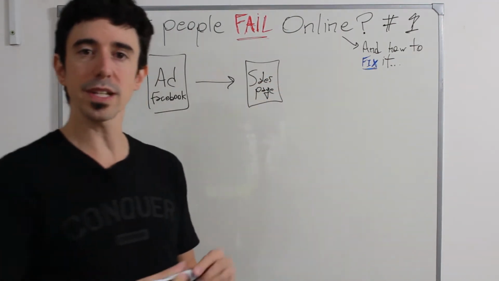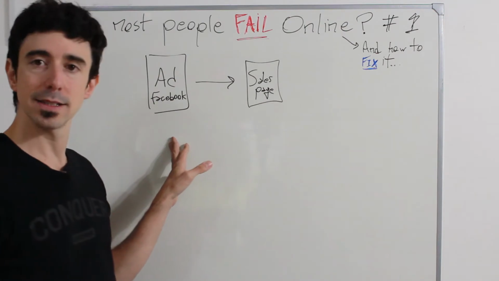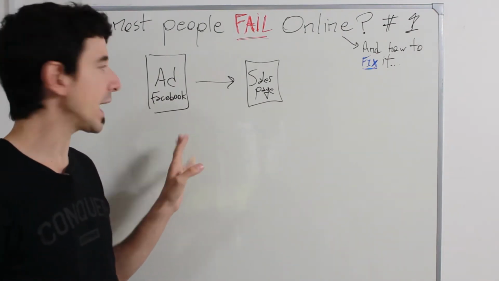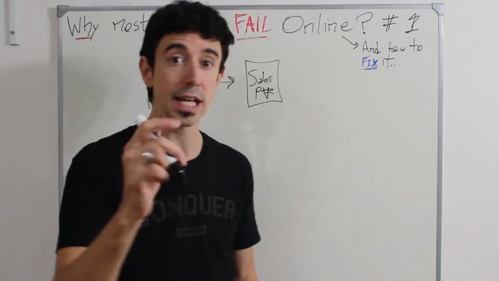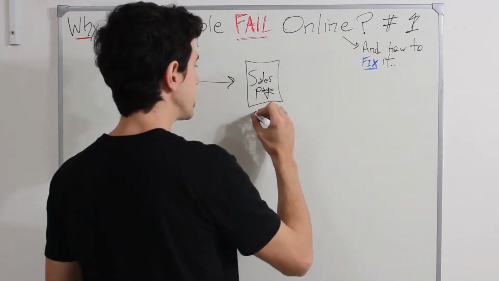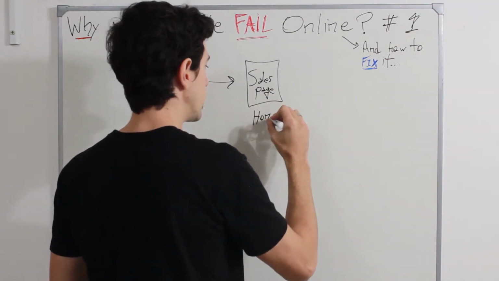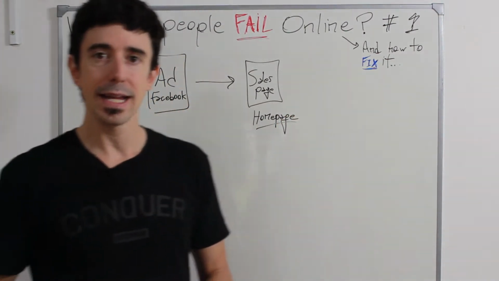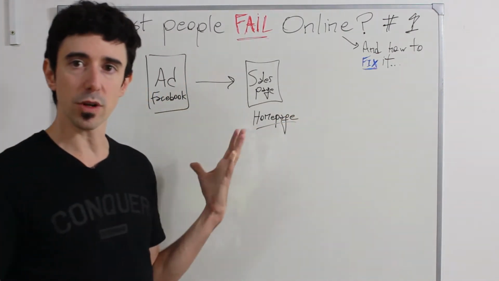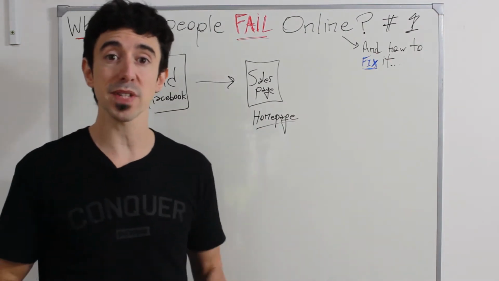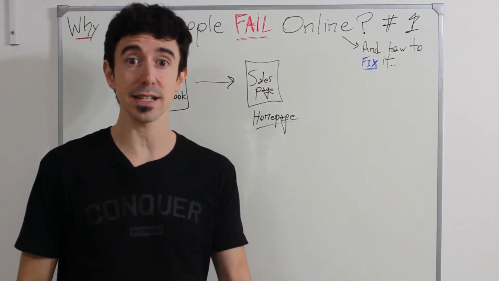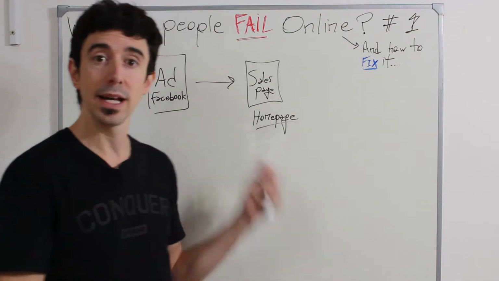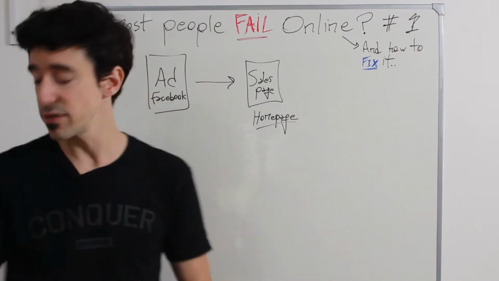All right? So this is what they're doing. They have an ad somewhere around Facebook, and they're sending people to a sales page, or even worse, to the homepage of their website. Now, if you're doing this and this is working for you, that's amazing. But for 95% of people that I talk to on a daily basis, who come and join my Facebook group, this doesn't work. And there's a reason for this.